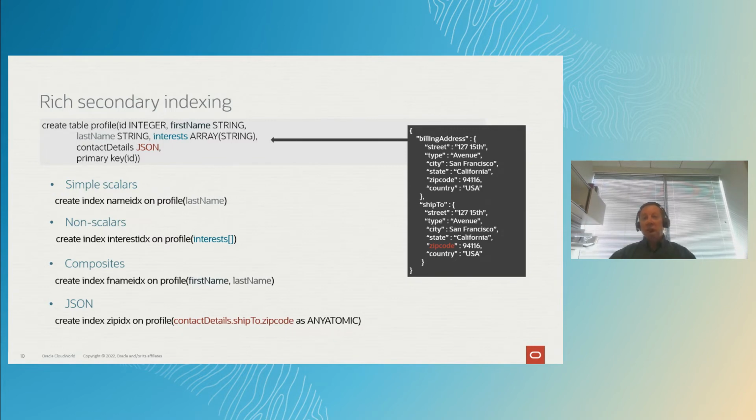And we just use the path notation to access it. And since the zip code is an atomic data type, it's a number, then we just do it as any atomic.